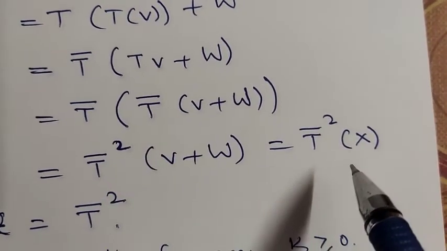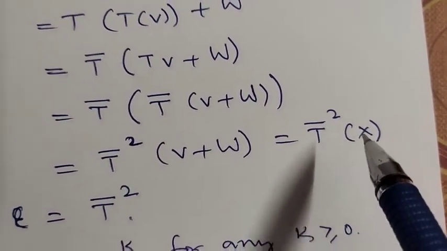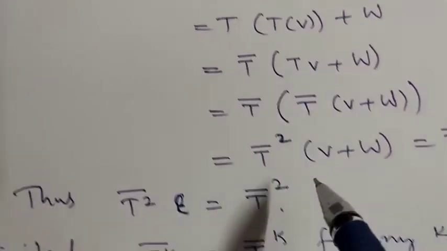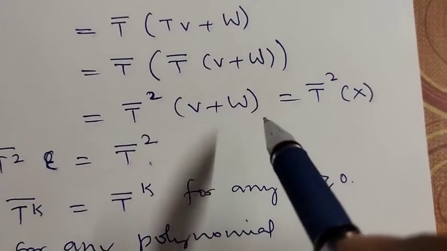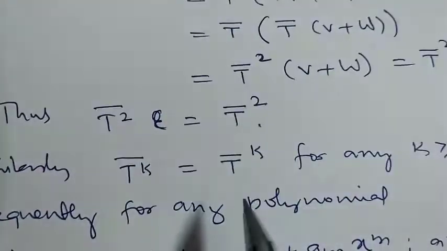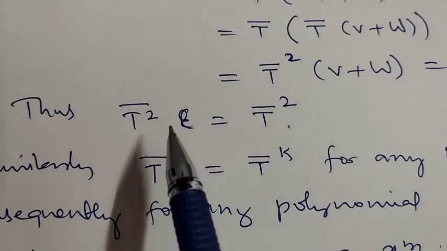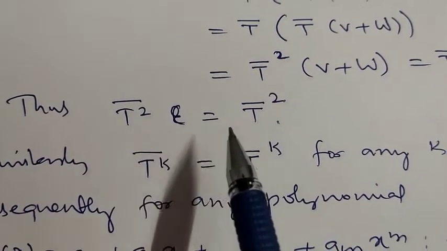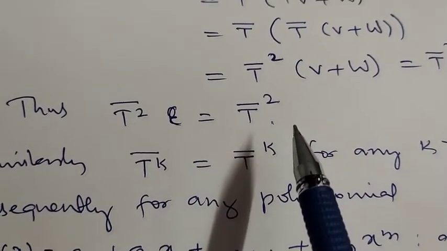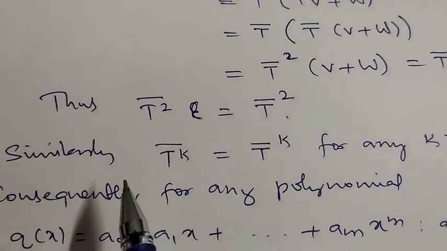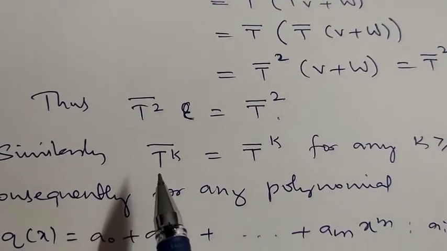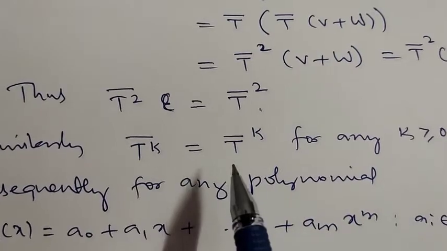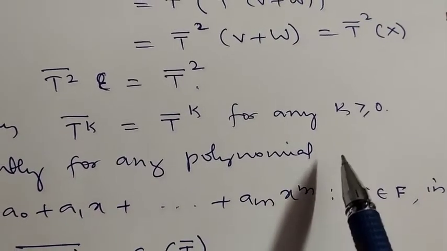v plus w is x, so T bar square of x means T square bar of x is equal to T bar square of x. Therefore, T square bar is the same as T bar square. Similarly, we can prove that T^k bar is equal to T bar^k for any positive integer k.